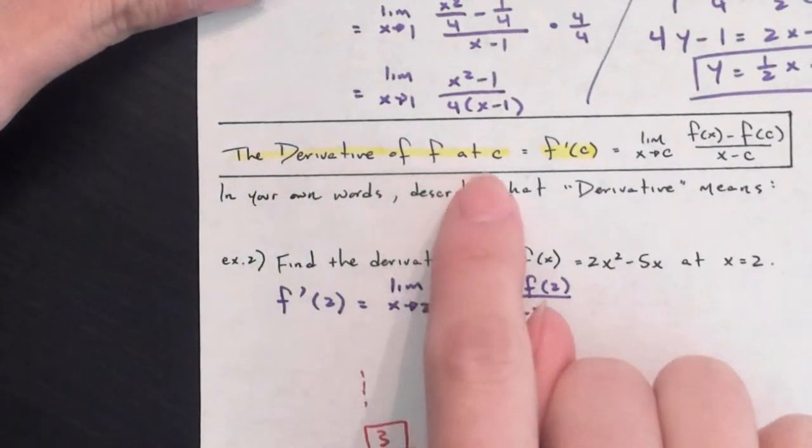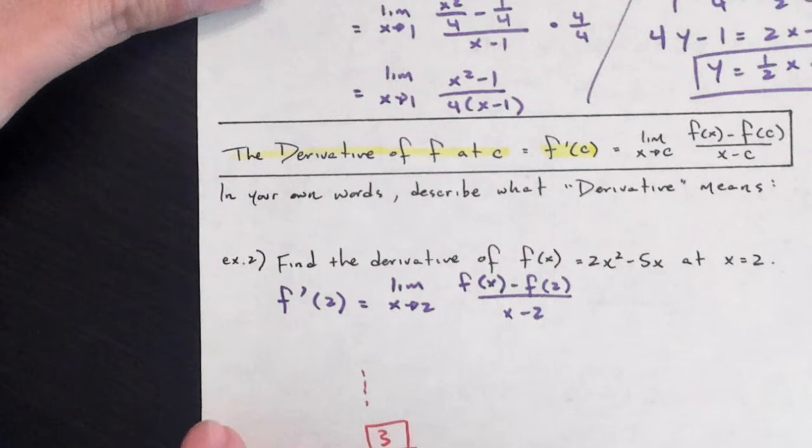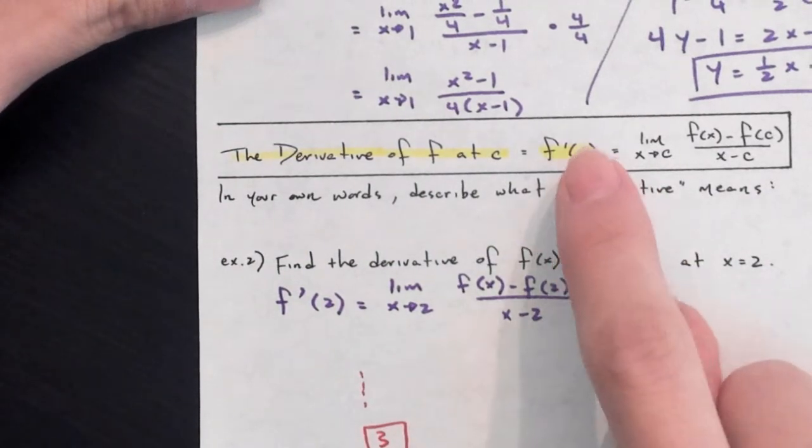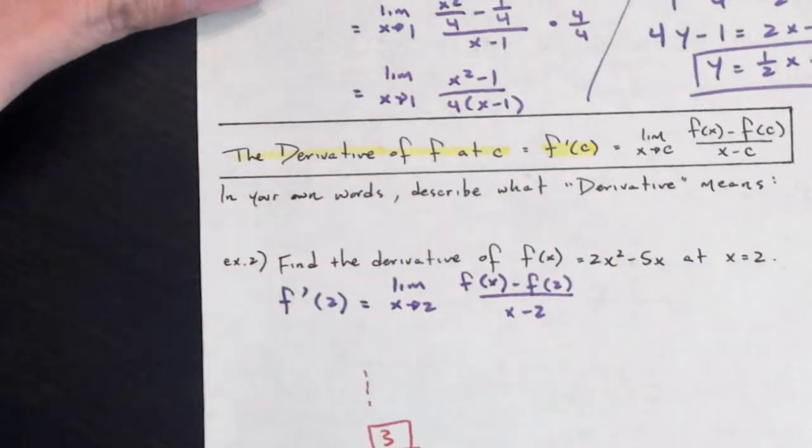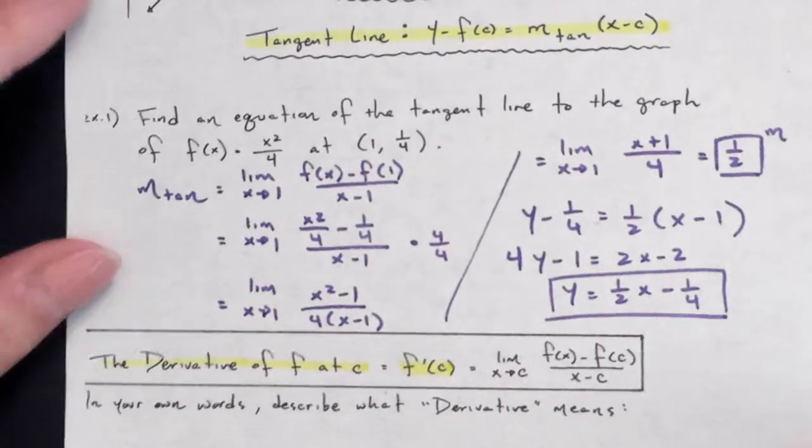How else can you say it? You can say it like this. The derivative of f at c is slope of the tangent line. F prime of c is slope of the tangent line. This is m tan. This is m tan. They're all m tan. Everything I'm highlighting is m tan, okay?